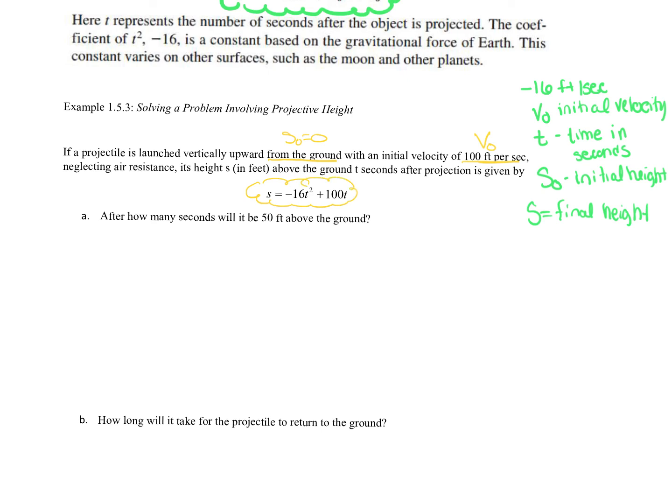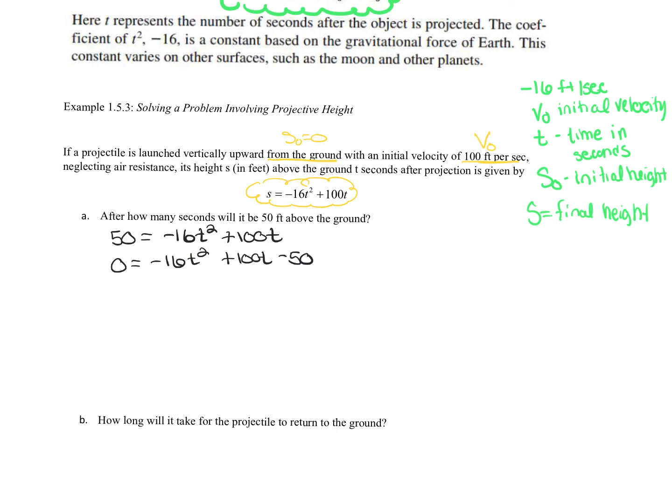First question is, after how many seconds will it be 50 feet above the ground? So I want my ending height to be 50. So 50 equals negative 16t squared plus 100t. Quadratics always equal 0, so 0 equals negative 16t squared plus 100t minus 50. I subtracted the 50 over. And honestly, you could try to factor this, but I'm pretty sure it's not going to factor, and we used lots of brain power to factor the first one, so let's just use the quadratic formula.